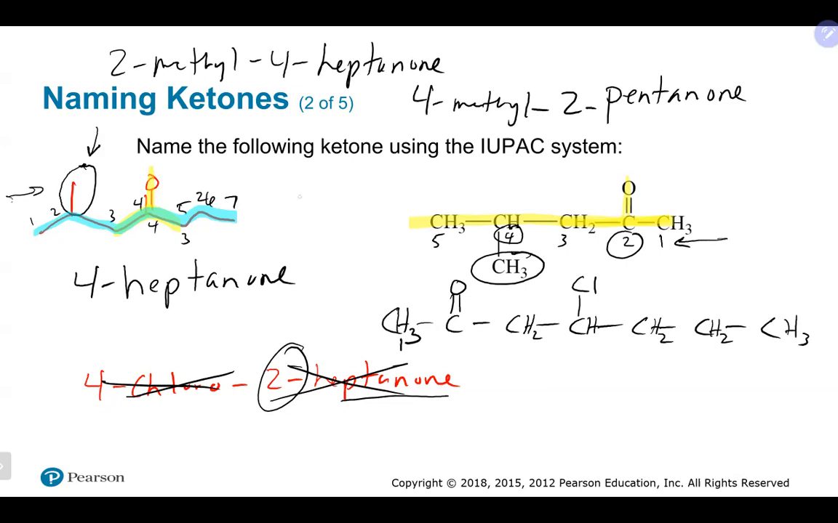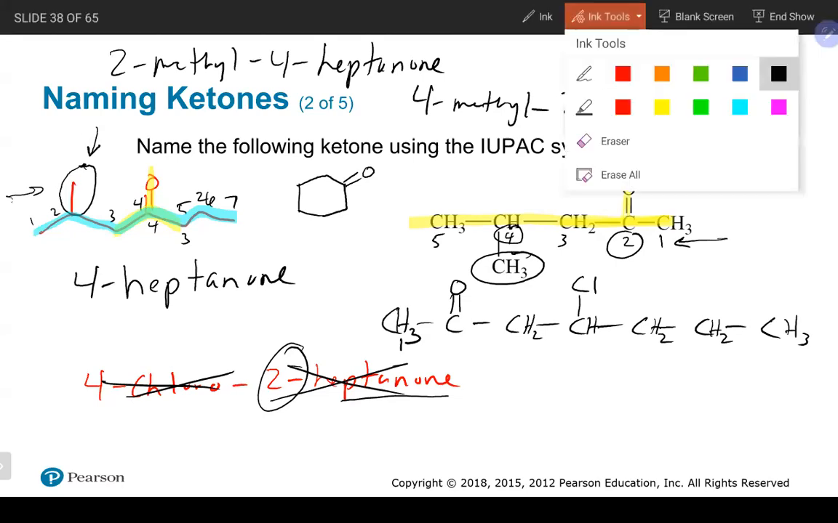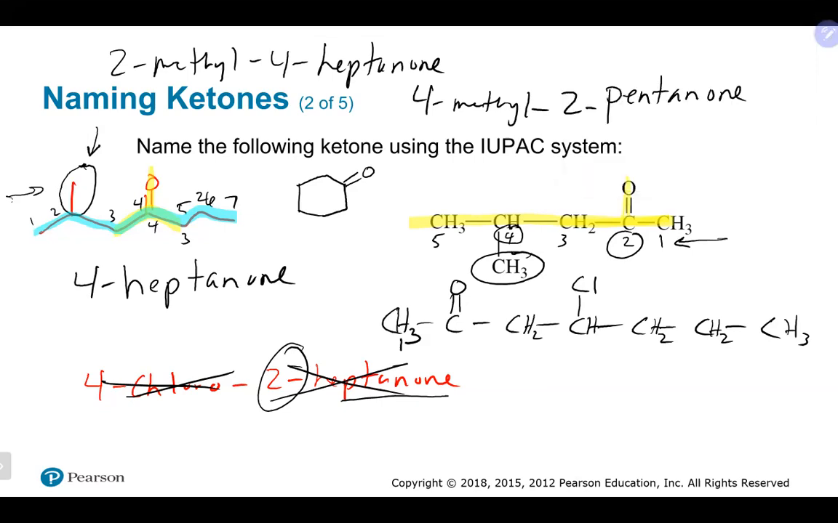By the way, before we call it a day here, what would that be called? First off, is it an aldehyde or a ketone? It is a ketone. That's a carbon. That's a carbon. That's a carbon and a double bond. So that is the ketone right there.